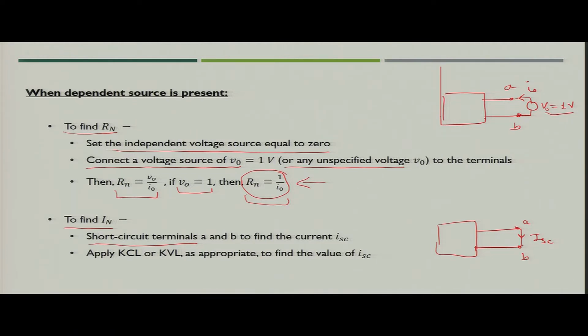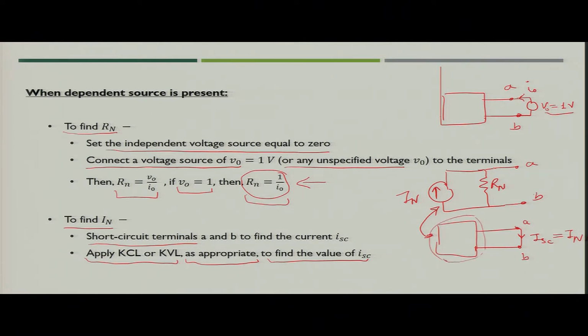So, for this what you have to do? You have to just apply either KVL or KCL, whatever is appropriate for that circuit, and find the value of short circuit current. This short circuit current will be nothing but the Norton's current, and the final circuit you will get would be the current source In, in parallel with the Norton's resistance Rn, across AB. So, you will simply replace the unknown linear two terminal network with the Norton's equivalent.